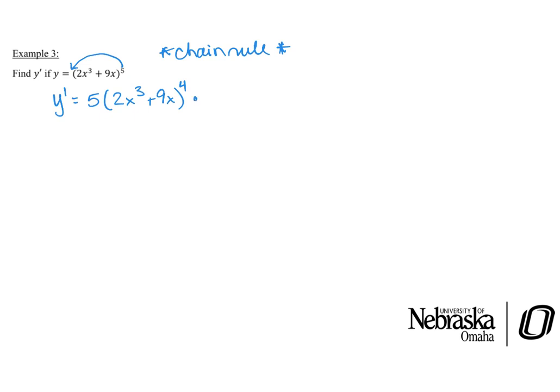So now we're going to find the derivative of the inner function. The derivative of 2x cubed would be 6x squared. The derivative of 9x would be 9. Okay, now we are not going to multiply this out. This is our final answer.